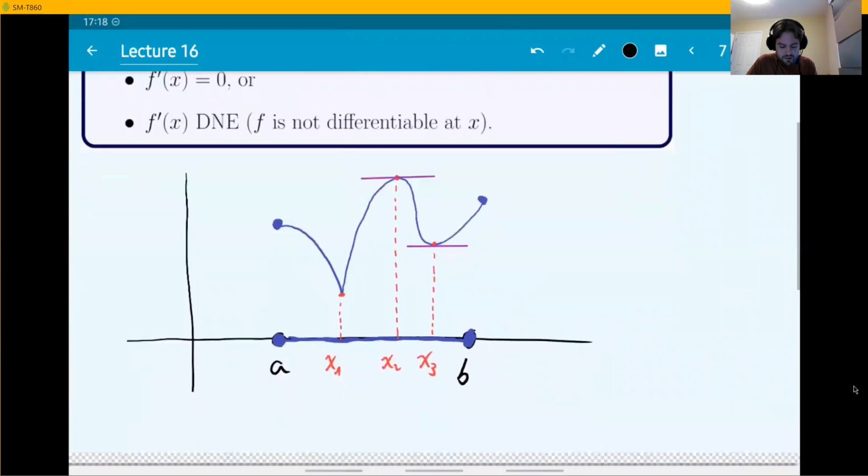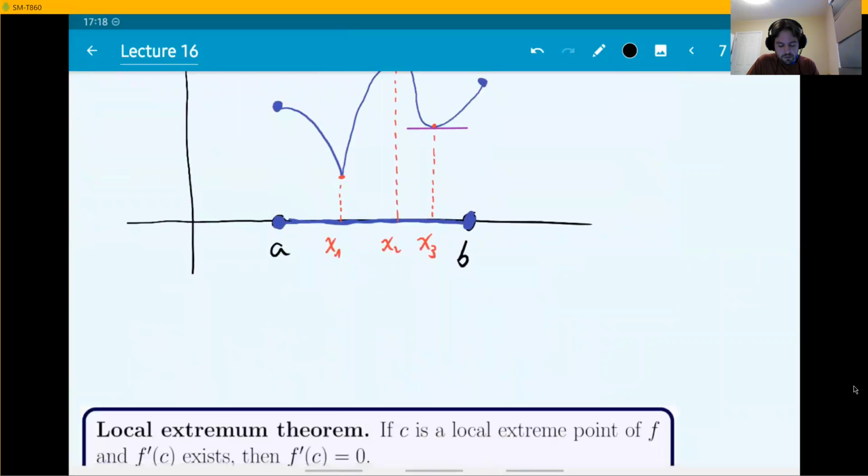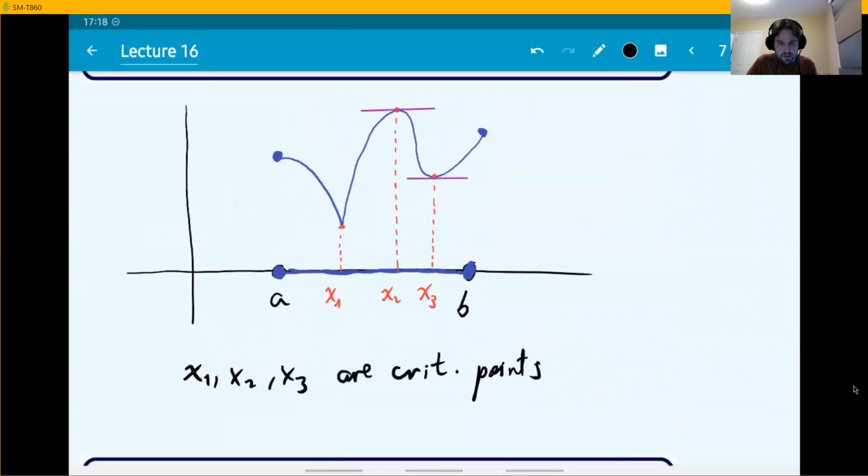So I'm displaying a few examples here, x1, x2, x3. All these guys are critical points of this function. They are points between the a and b, which is the domain of this function, where either the derivative does not exist right here because of the cusp, or the derivative is equal to 0, horizontal tangent line. Those are called critical points.